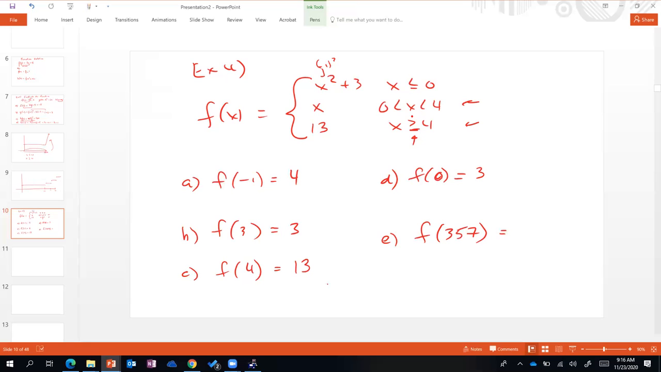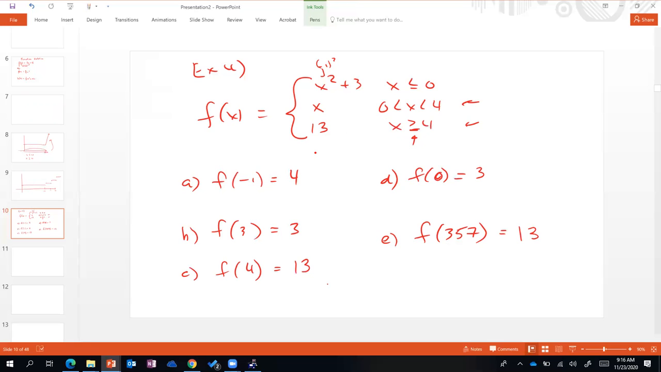Still 13. We have to use this function right here, because x is greater than 4, but the answer is just 13. Okay, are we good? 357 is 13. So it's after 4. No. At 4. Yeah, it's because x is greater than or equal to 4. We just use this function here. Good? Does that make sense? Okay, are we good there?